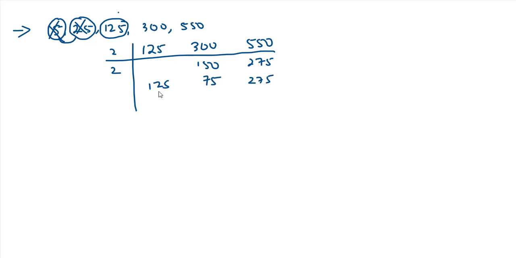Now we cannot divide it by 2, so we'll go to the next prime number, which is 3. Let's see if any number is divisible by 3. Yes, 75 is divisible by 3. So we'll take 3. This is not divisible, this is not divisible. So here we'll get 25. 125 will remain as it is. 275 will also remain as it is. Now no further division is possible by 3.